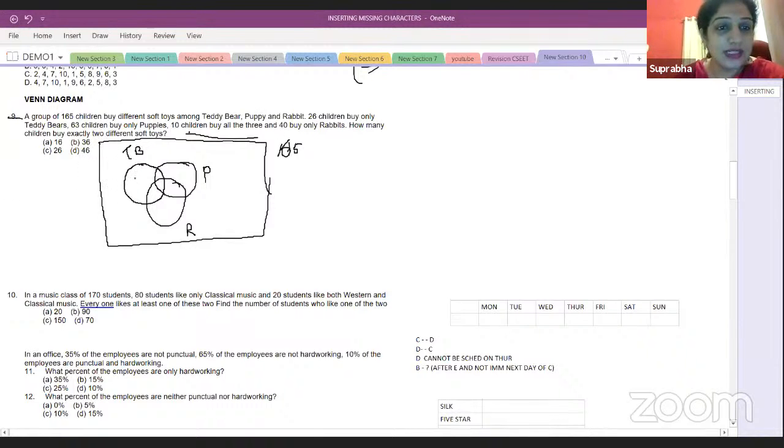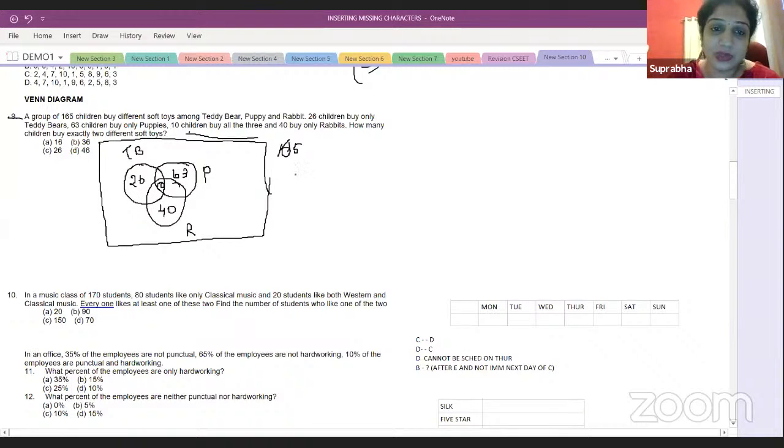So in this 165, 26 children buy only teddy bear. So this is 26. 63 buy only puppy. So this is 63. 10 children buy all the 3. 40 buy only rabbits. Okay, so this is a combination. Now, according to this, Hitesh, no, Ruchita, correct. According to this, you'll have to find out how many children buy exactly 2 different toys.